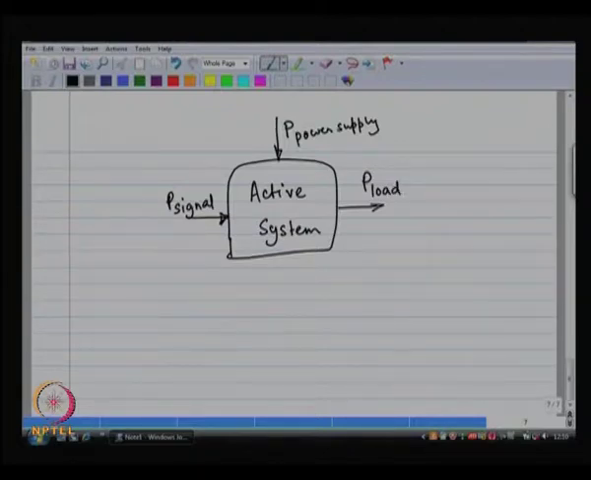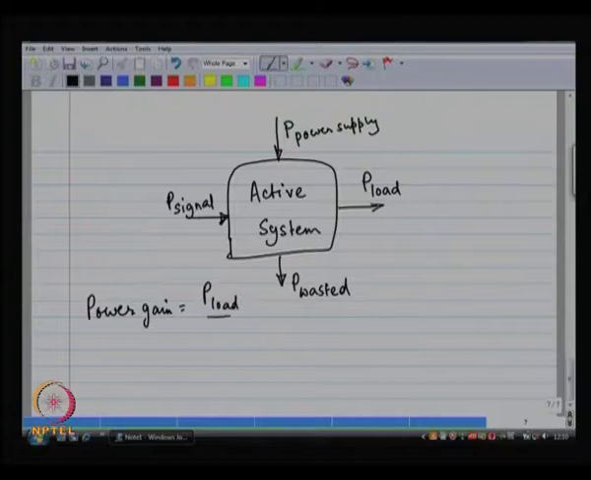So, looking at this kind of a system, we can say that power gain is P load by P signal, and P load plus P wasted. Of course, you want to waste as little as possible, probably want to waste 0.